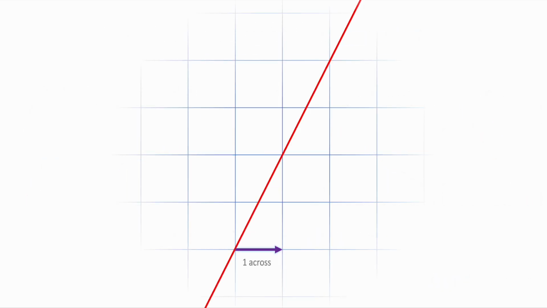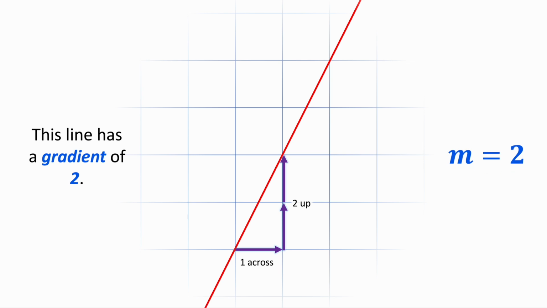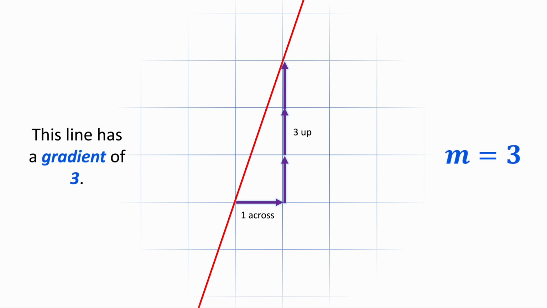Now here we have a straight line, and this straight line follows the pattern where if it goes one across, it goes two up. One across, two up. Here the gradient is 2. So we say m equals 2. This straight line is a little steeper. If you go one across, it goes 3 up. The gradient is 3. So what matters is if you go one across, then you ask yourself, how high does it go? Does it go 1, 2, or 3 squares up? And that tells you the gradient.